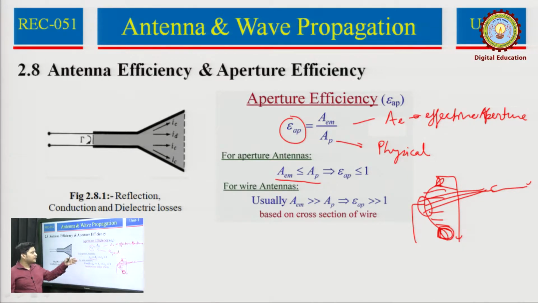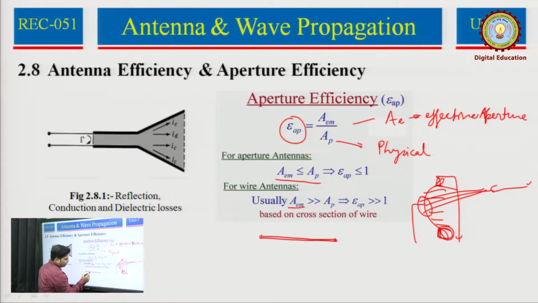Now, that was the aperture antenna. Now we discuss the case of a wire antenna. For a wire antenna, we can take a dipole antenna rather than this parabolic reflector. So, what is the value? Now, see the changes. Effective aperture or effective area must be greater than or equal to the physical one. Why is it happening? This is a simple wire dipole antenna. Its physical aperture is very small, but its effective aperture is very high.